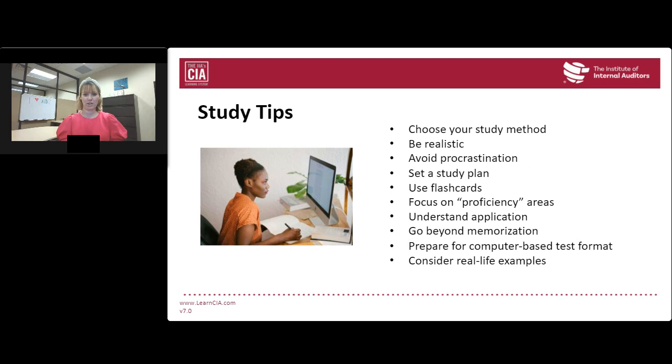Focus on those areas. You can see in the syllabus as well as in the CIA learning system if a section is going to have proficiency questions in it, and if it will, focus on those areas. And make sure that you can understand the application. When you're reading the concepts, think to yourself, how would I apply this in my job?